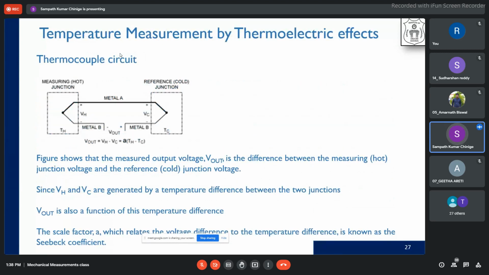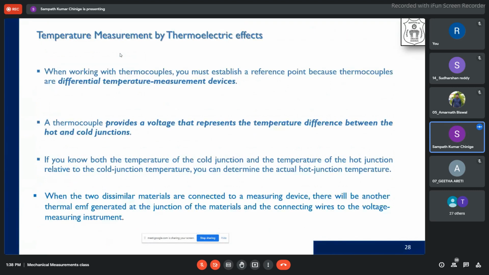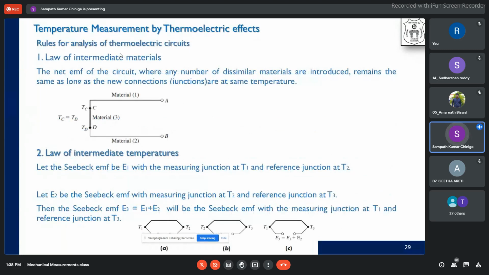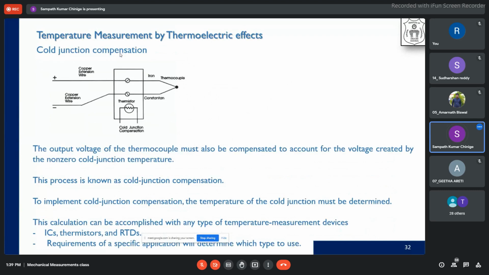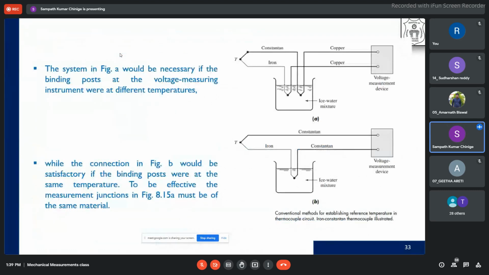And then we have also looked at temperature measurement by thermocouple circuit, how we are actually using the thermocouple circuits to measure the temperature. We have spent a lot of time on this. And then we also looked at the rules which are available for analyzing the thermoelectric circuits, like law of intermediate materials, law of intermediate temperatures. So one of the questions in the exam is on the law of intermediate temperatures. And then we also moved on to find out conventional differences using cold junctions. How do we do cold junction compensation? All that we have seen.